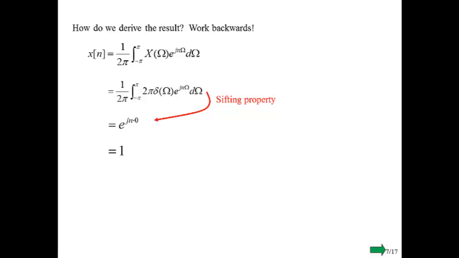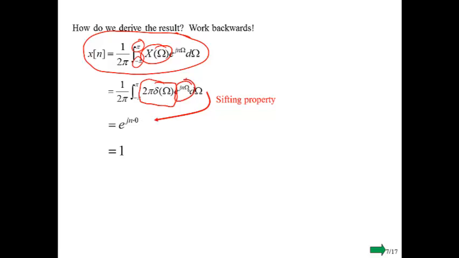To derive this result, let's work backwards since we have a prospective result for this case. We would be doing the inverse DTFT here. We're integrating from minus pi to pi. Replace that by the single delta function inside that region. Now we use the sifting property. We sift this thing, replace omega by 0. That becomes 1, and we're done.